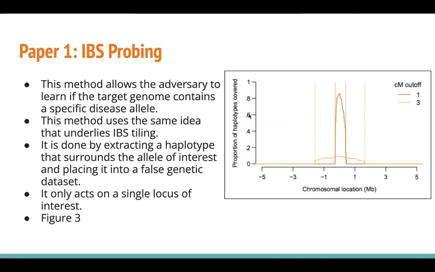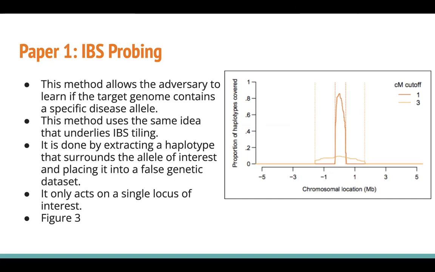So this is different from IBS tiling in that it recovers genetic information from across the genome, whereas IBS probing only acts on a single locus of interest. So there's an advantage to this, which is that IBS probing is possible to do even in databases that do not report the chromosomal locations of the segments.